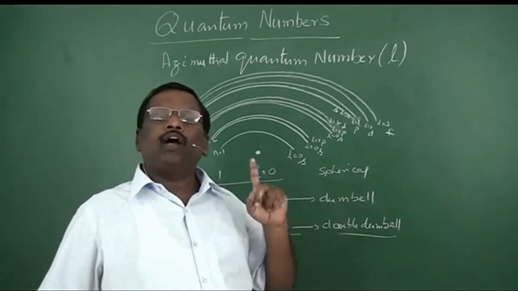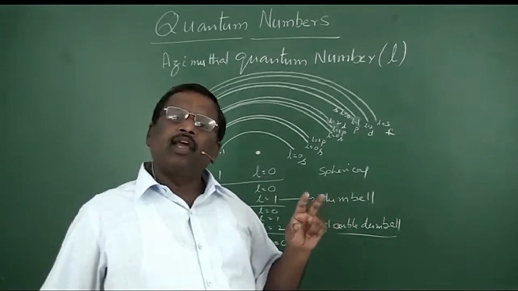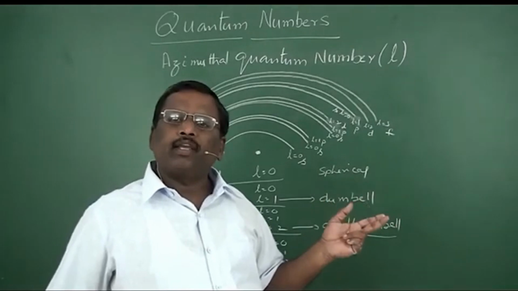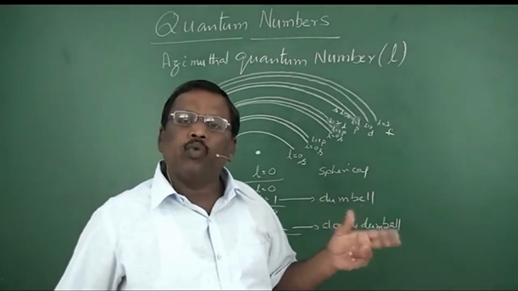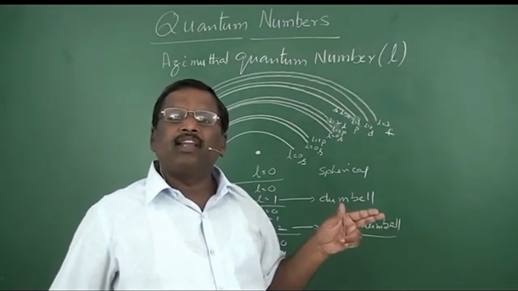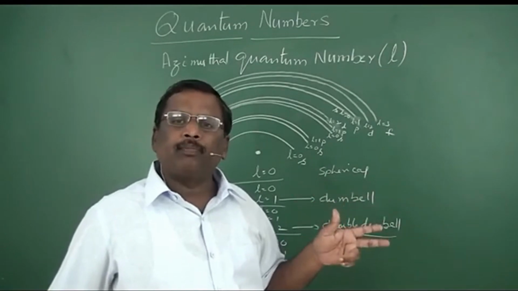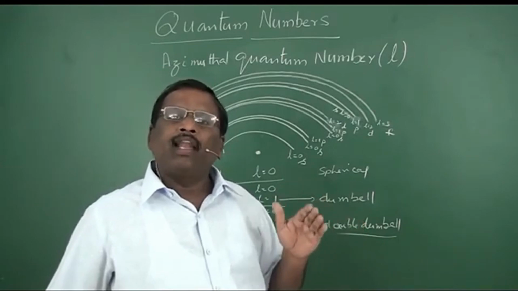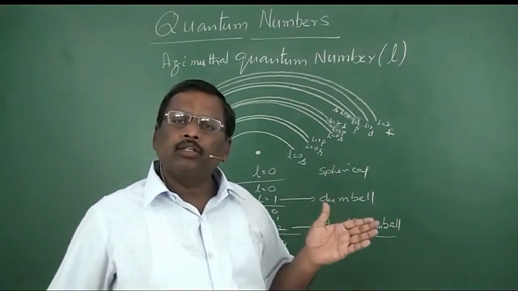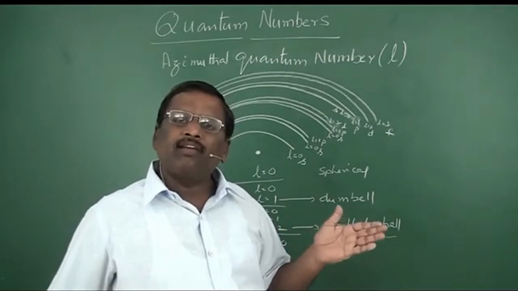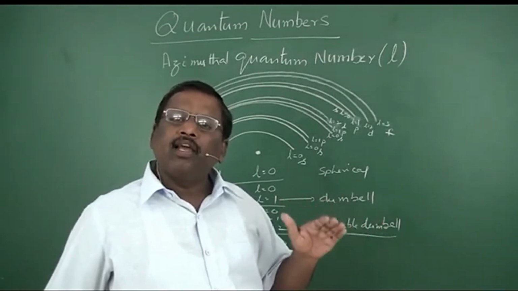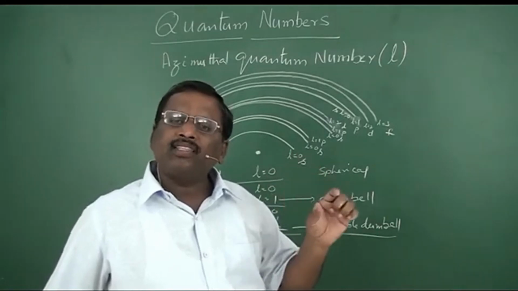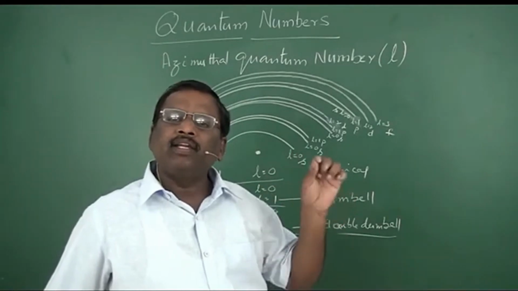In the second energy level, we have two sub-energy levels. For one sub-energy level, L is equal to 0, which we call the S sub-energy level. It is spherical in shape. And for the second sub-energy level, L value is 1, and it is said to be the P sub-energy level, and its shape is dumbbell shape. In the third main energy level, we have three sub-energy levels. They are L is equal to 0, L is equal to 1, and L is equal to 2. L is equal to 0, S sub-energy level. L is equal to 1, P sub-energy level. L is equal to 2, D sub-energy level. That means in the third main energy level, we have three sub-energy levels, namely S, P, D.